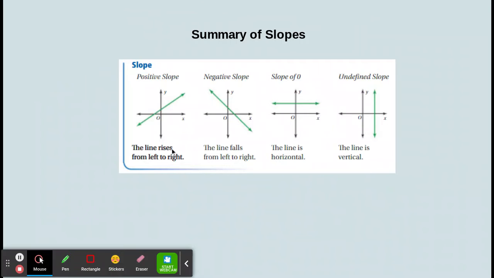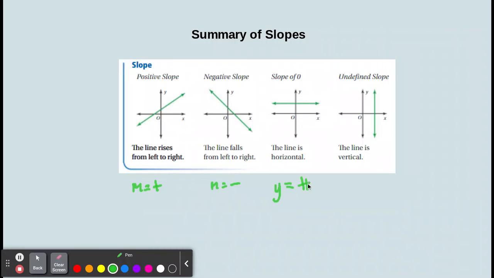All right, so here's a quick summary of the slopes. Remember, this one's a positive slope. This one's a negative slope. And so your m here is going to be positive. Your m here is going to be negative. Your m here is going to be a y equals some number. And this one is an x equals some number, right? So positive slope, negative slope, zero slope, undefined slope.